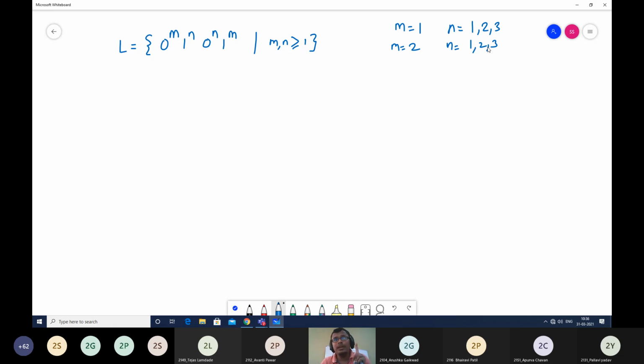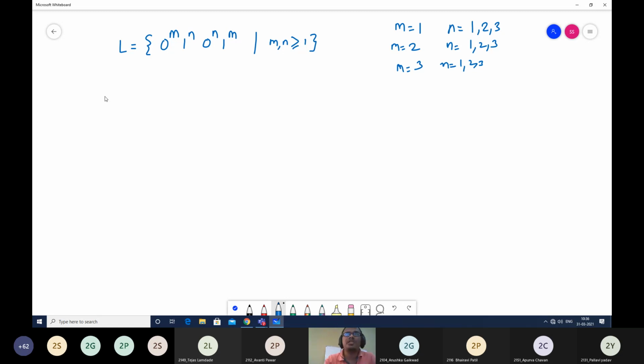So if my value of m is 1, n can be 1, 2, 3. If my value of m is 2, again n can be 1, 2, 3. Similarly, if my value of m is 3, n can again be 1, 2, 3 and so on. So in this case, m and n both are maintained greater than or equal to 1.